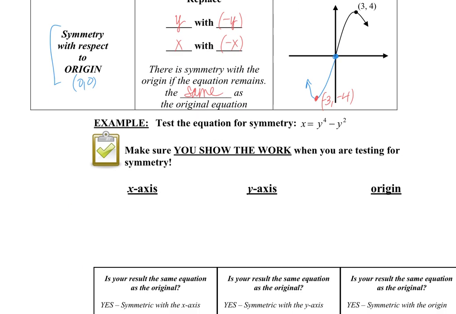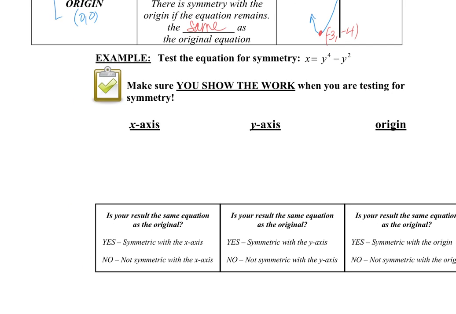And so to do these tests, we have to have an equation. So here's the equation I'm using. And oftentimes, guys, these are equations that we aren't familiar with. Like, I don't have that as a parent graph. I'm not sure what it looks like. So all I want to do right now is test this equation to see where it's got symmetry. Okay, and I always have to show my work for this.